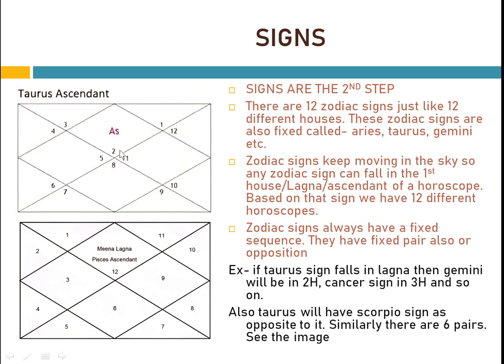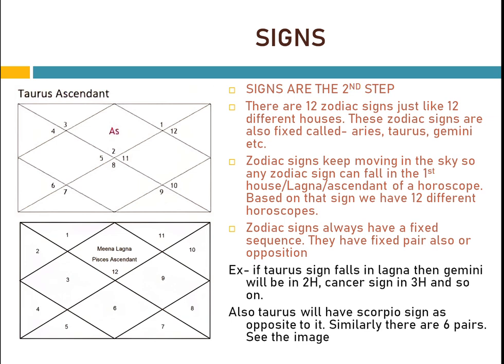Here in the horoscope, we denote the zodiac signs by numbers. If I am saying this is 5, then it means the Leo sign is there in the 4th house. This is the Scorpio sign in the 7th house. Similarly, if you are talking about Pisces Lagna, then the Pisces sign will be in the 1st house. That's why it is called Pisces Lagna.